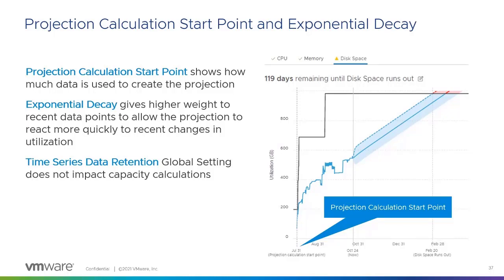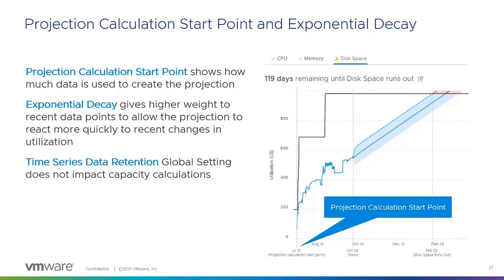But the point is, when you go back and you can see that vertical line, that's basically saying that's how much data is going into the projections for the workloads for the virtual machine or the clusters. So that answers how much data. And basically, the system uses all the data that it has. There are some caveats dealing with some upgrades from older versions, but essentially, barring any upgrade caveats, it's using all of the data. But we have this thing called exponential decay, which basically will tell the system to give higher weight to more recent utilization.